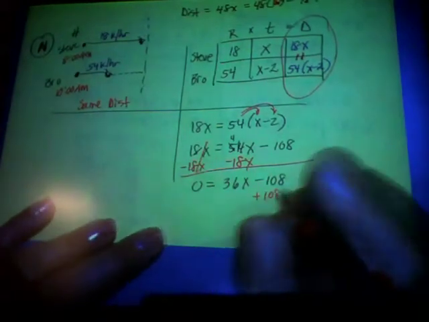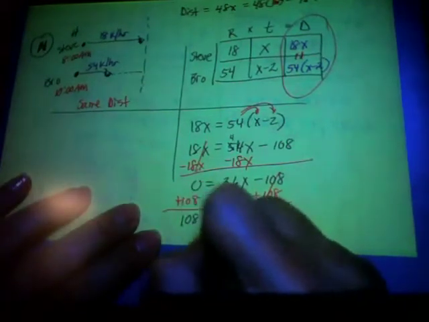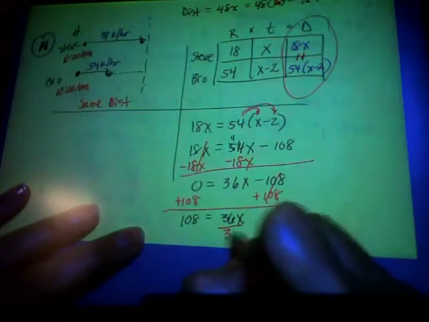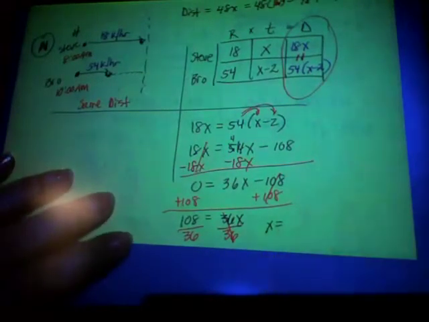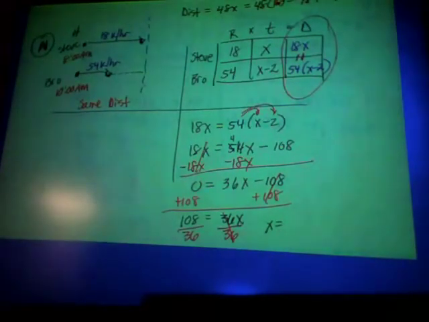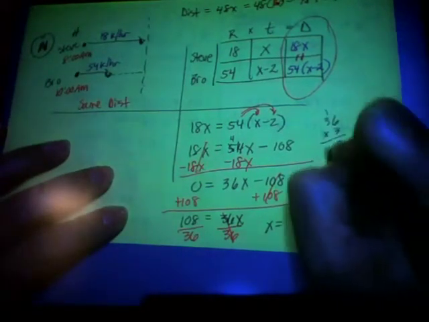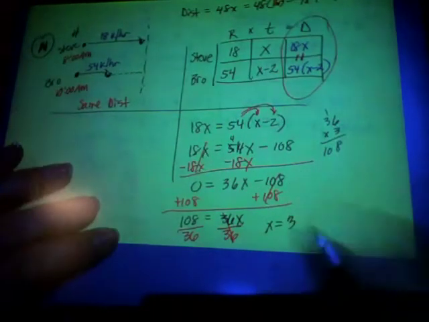Now what do you do? Add 108. So we have 108 equals 36x. Now what? Divide by 36. So x is equal to, well, if you don't want to make an educated guess, about how many times does 30 go into 100? 3. So off to the side here, take 36 and multiply it by 3. What do you get? You get 108? Okay, so isn't x equal to 3 then?